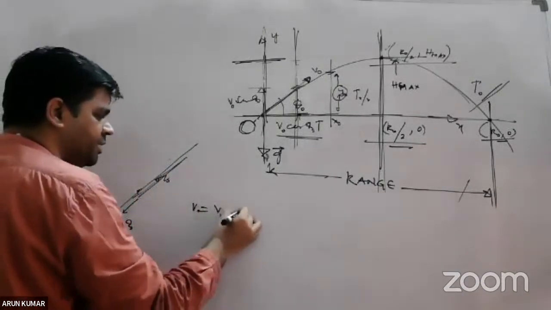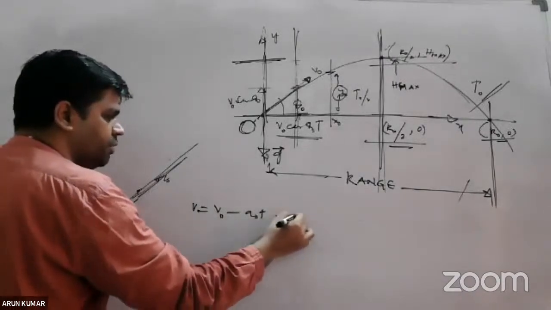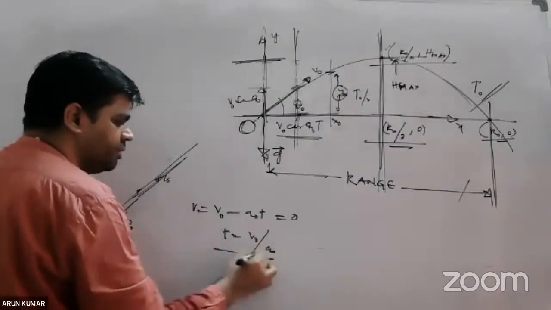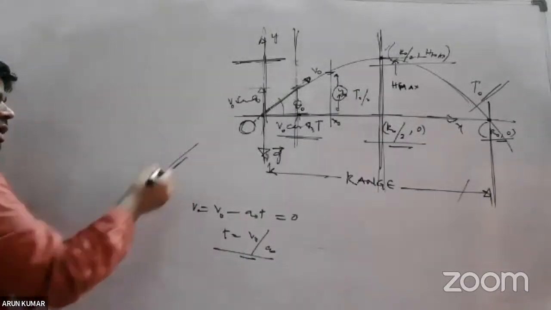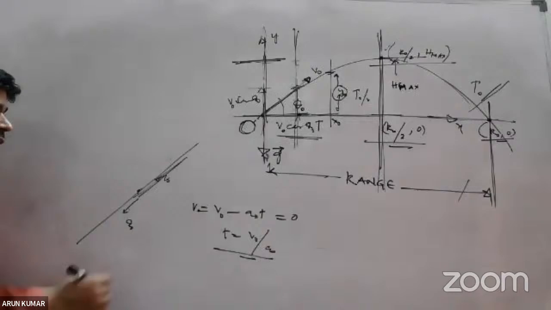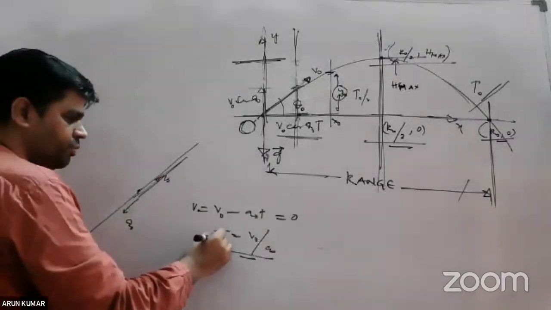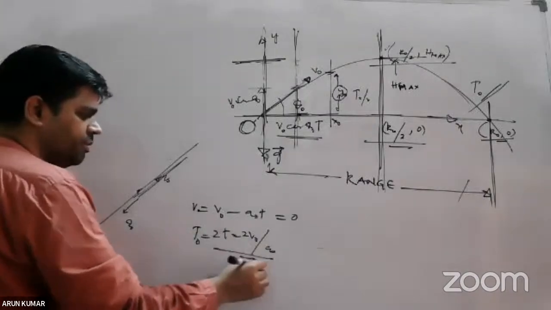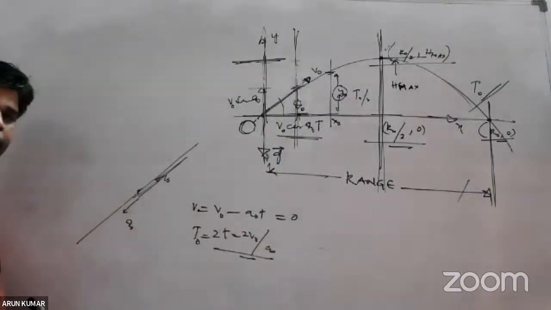V is equal to V0 minus AT equal to 0. So T is equal to V0 by A0. అంత సేపు తర్వాత ఆగిపోతుంది. But it will again come back after what time? 2T. So my answer is total time of flight will be 2 V0 by A. Is it clear? No, sir. అర్థం కాదు. Okay.